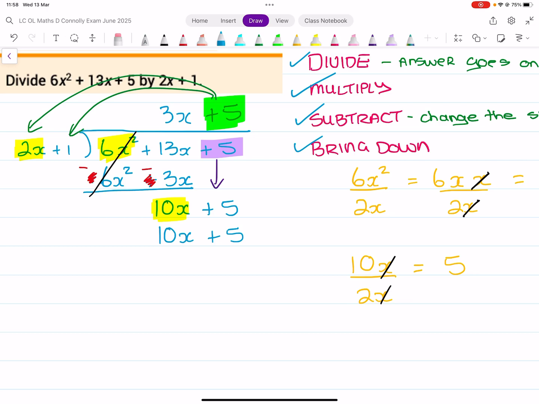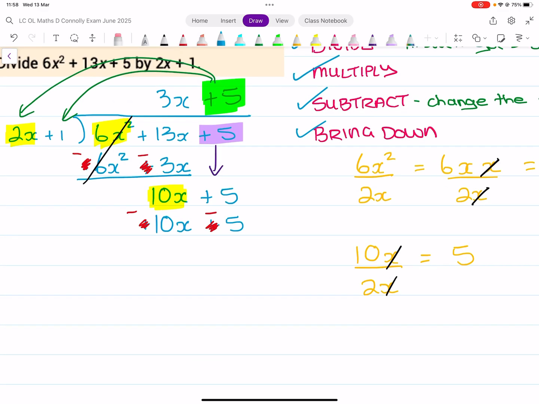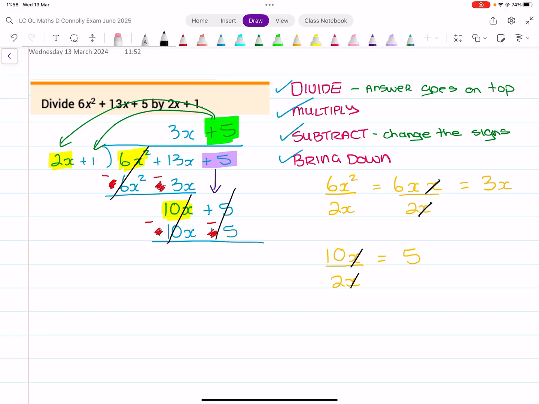Next step is to subtract, or change the signs. So the 10x that I just put in is a plus 10x. I'm going to get rid of that and make it a minus. The 5 is a plus, get rid of that and make it a minus. And then we do the subtractions. So 10x minus 10x is the same number, different signs, so it eliminates. And plus 5 minus 5 is the same number, different signs, so it eliminates. And that's what's supposed to happen. That's how you know you've got it right, if everything cancels.